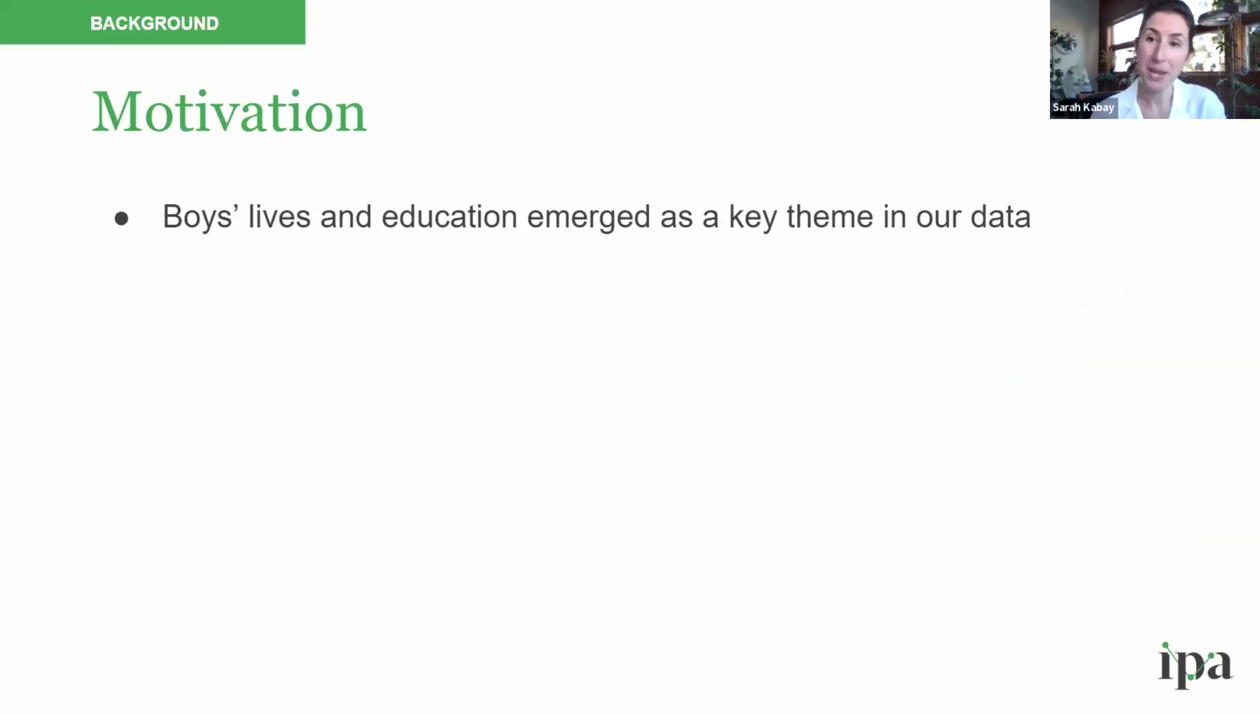And one of the key themes that emerged from these qualitative data was an emphasis on boys' lives and education. This wasn't something that we had anticipated or planned for in our interviews, but it really emerged as a key theme. And you'll see as we begin to present some of these data that key stakeholders were really grappling with their understanding of different gender narratives and how that supported or challenged some of their own direct observations of students and children in their communities.